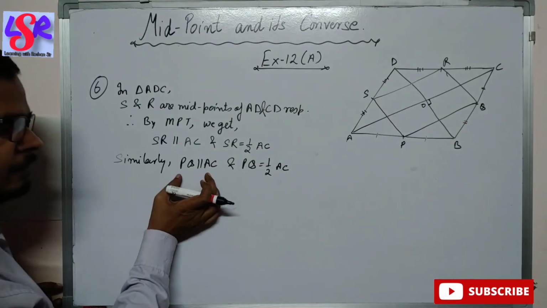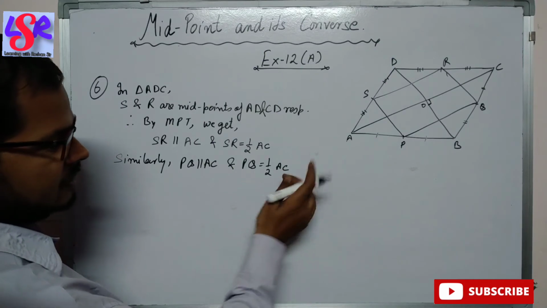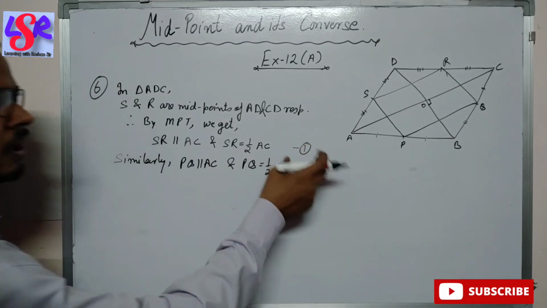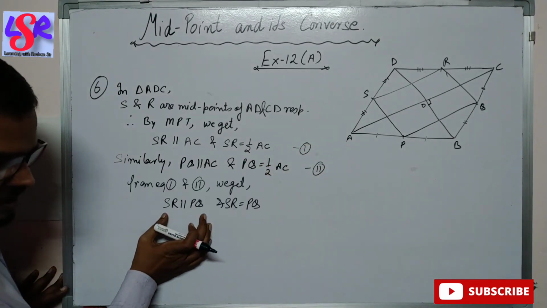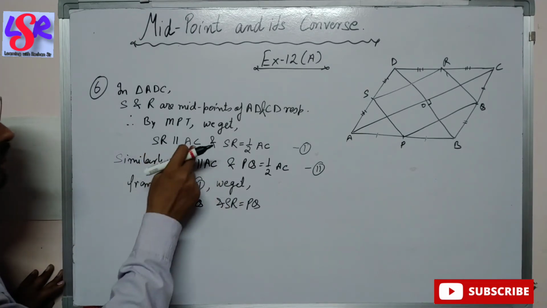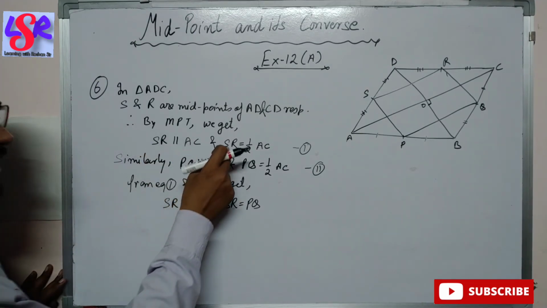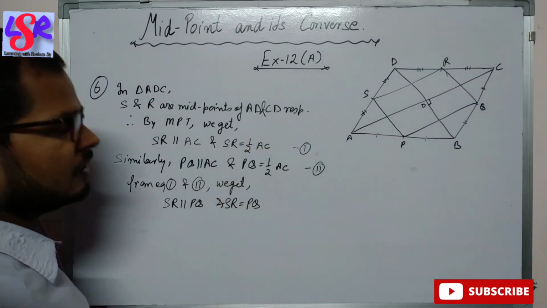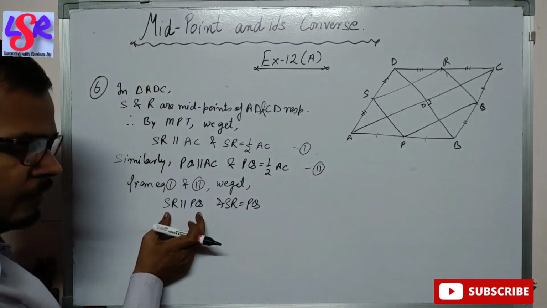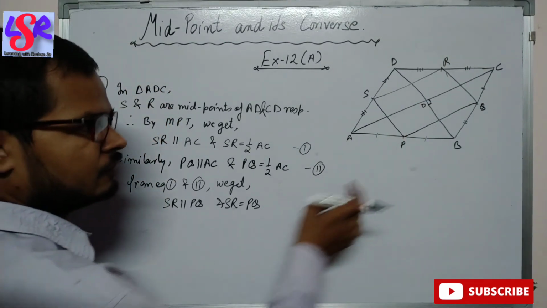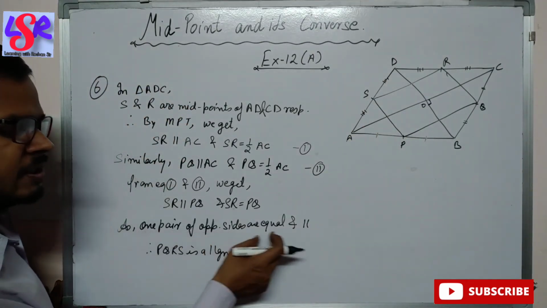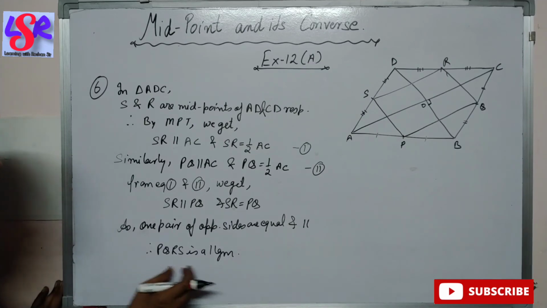Now, on getting PQ parallel to AC and PQ half of AC, let this one be equation number 1 and this one be equation number 2. From equating both equations, we get SR is parallel to PQ and SR equals PQ, as SR and PQ are both parallel to AC and both equal to half of AC. Now, in quadrilateral PQRS, as one pair of opposite sides is equal and parallel, therefore PQRS is a parallelogram.